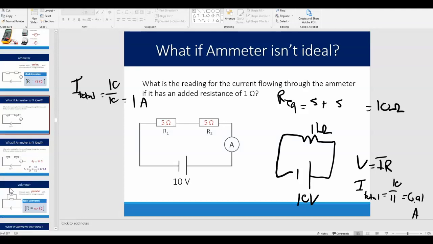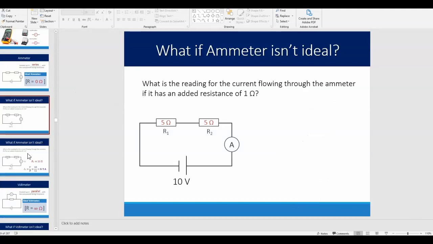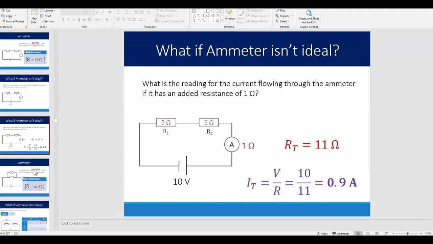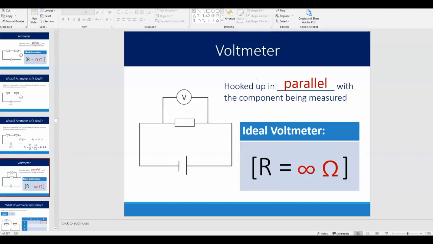All right, so let's see. Moving on. We talked about that. A voltmeter, you always hook up in parallel with what it is you're trying to measure the voltage across. And again, an ideal voltmeter has an infinite amount of resistance because you don't want any current going through the voltmeter, because again, that would change what it is you're trying to measure.